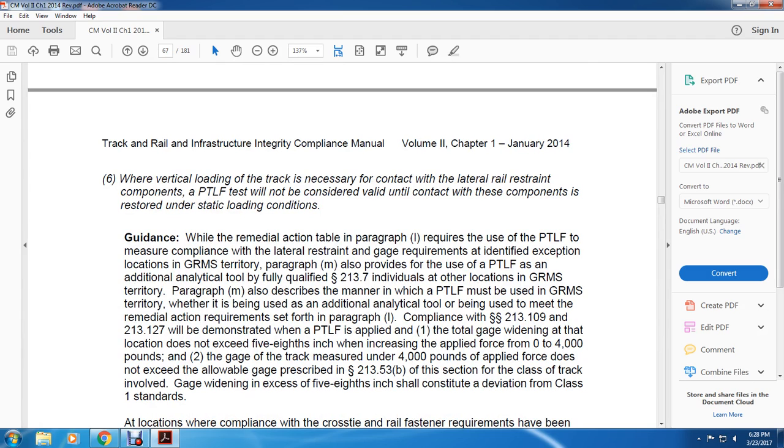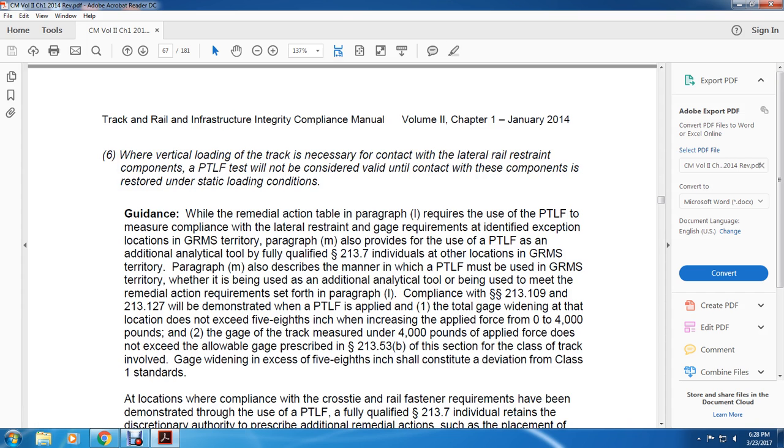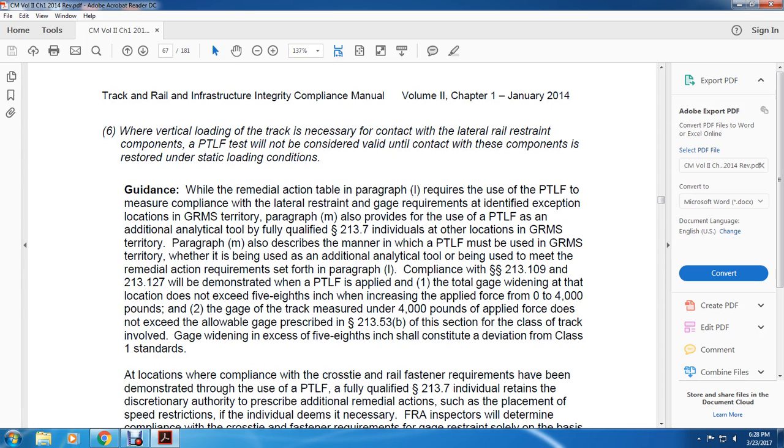When vertical loading of the track is necessary to restore contact with the lateral restraint components, the portable track loading fixture test will not be considered valid until contact with the components is restored under static load conditions. Guidance. When the remedial action table of paragraph L requires the use of the portable track loading fixture to measure compliance with the lateral restraint and gauge requirements and identify the exemption with the location gauge resistant measurement territory, paragraph M provides for the use of the portable track loading fixture with additional analytical tool by fully qualified 213.7 individuals at the location of the gauge resistant measurement territory.